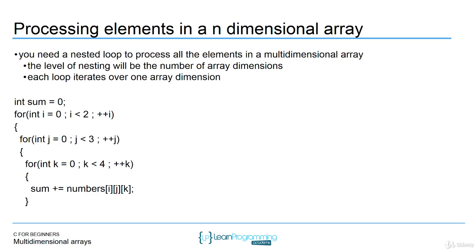The outer loop is going to be the first outer array, and the outer loop would essentially go through the rows. The second one will go through the columns, and the third one will go through the blocks.